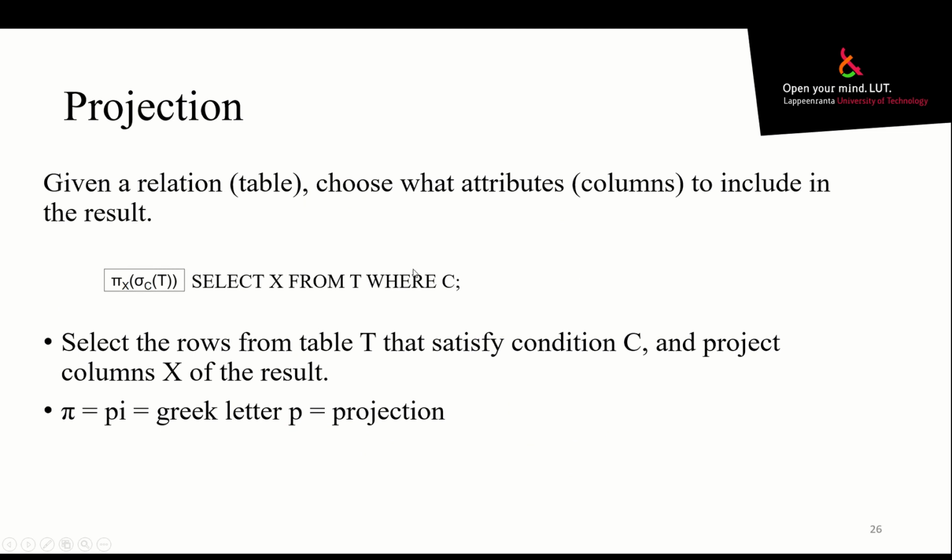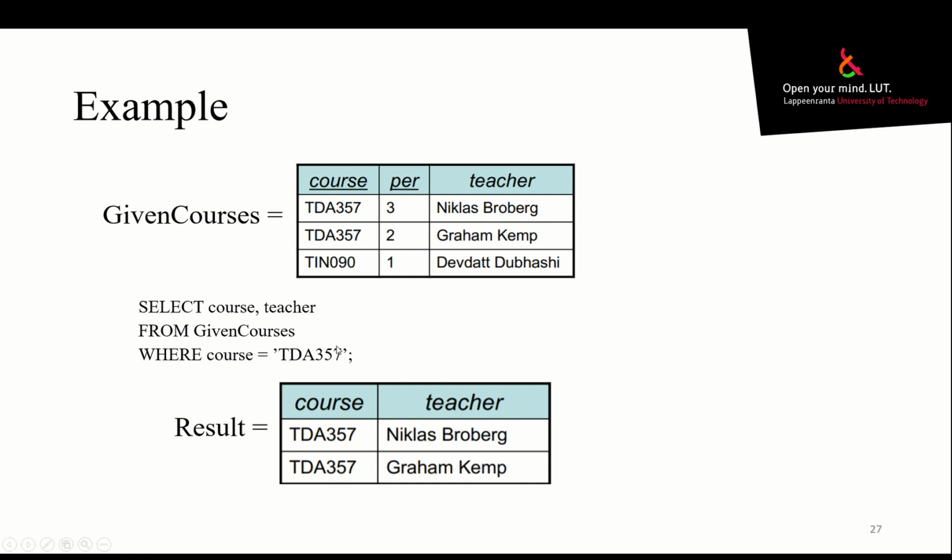We also have projection, which is basically choosing what columns to include in the results. An example of that is selecting the course and the teacher. These are actually columns. So we are selecting the course and the teacher from given course, which is the table name, where the course equals this. So this basically selects the course and the teacher. That is something you have to understand, the difference between projection and selection. With projection, we choose the columns. With selection, we select the rows. That is important for you to get.